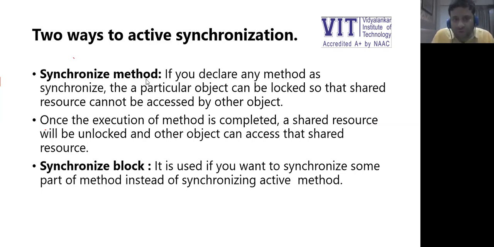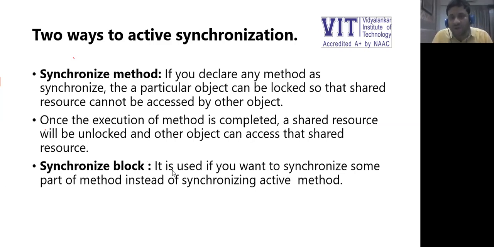Now, there are 2 ways to do it. Synchronized method: if you declare any method as synchronized, the particular object can be locked so that the shared resource cannot be accessed by other objects. Once the execution of the method is completed, the shared resource can be unlocked. So in our case, unless and until B1 releases the lock on F1, because F1 was declared as synchronized, it won't be given access by B2.